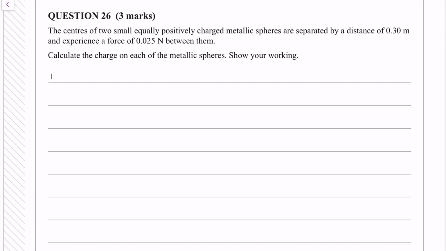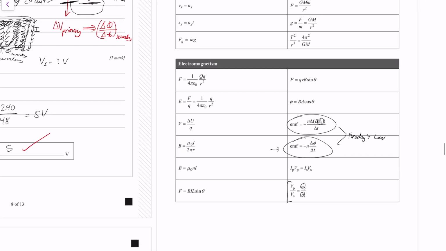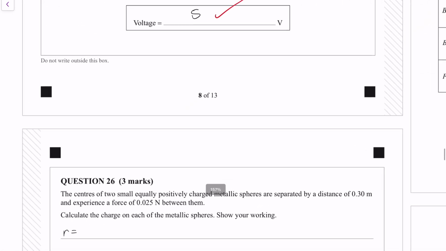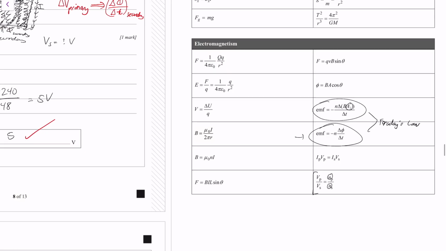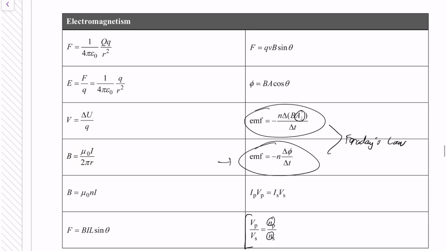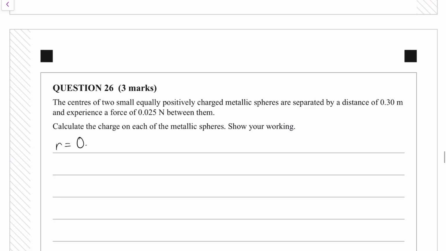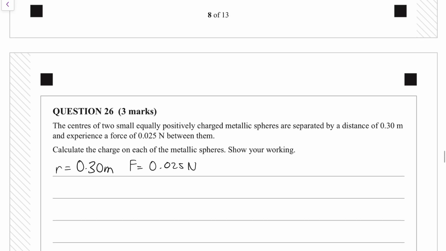5Fs. R is equal to, because we know in terms of electricity, in the formula we have R as distance usually, right? So R is equal to 0.30 meters. Is that in SI units? Yes, it is. And the force, or capital F, is 0.025 newtons. Is that in SI units? Yes, it's in newtons. Okay, great. All right, what else do we know?